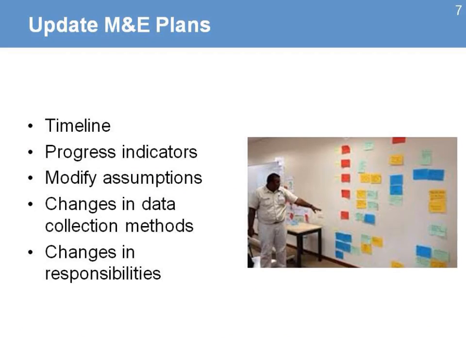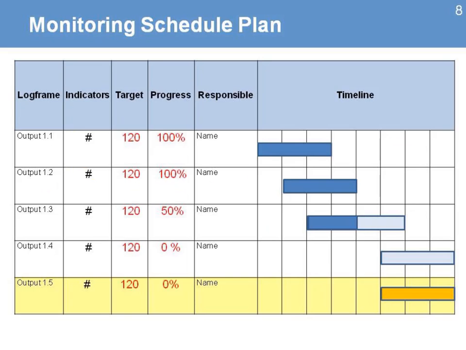When we are adapting our development plans, we're going to be looking also at the timelines, progress indicators, we'll modify any assumptions, changes in data collection methods, and changes also in responsibilities. We look at our monitoring and schedule plan. Now we have some data in terms of progress. We know all those areas that now we have completed. We look at new areas that we're going to be monitoring, make sure that we have a name of the person responsible for that, and we have a timeline where we're going to be actively working on that specific area.